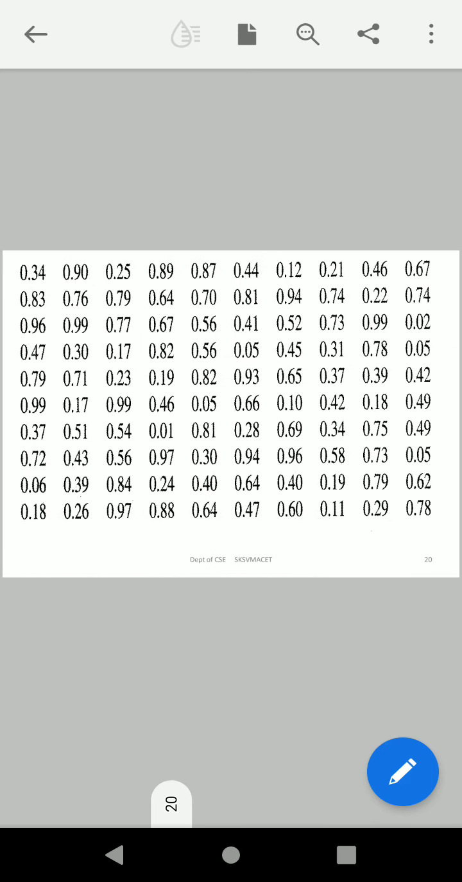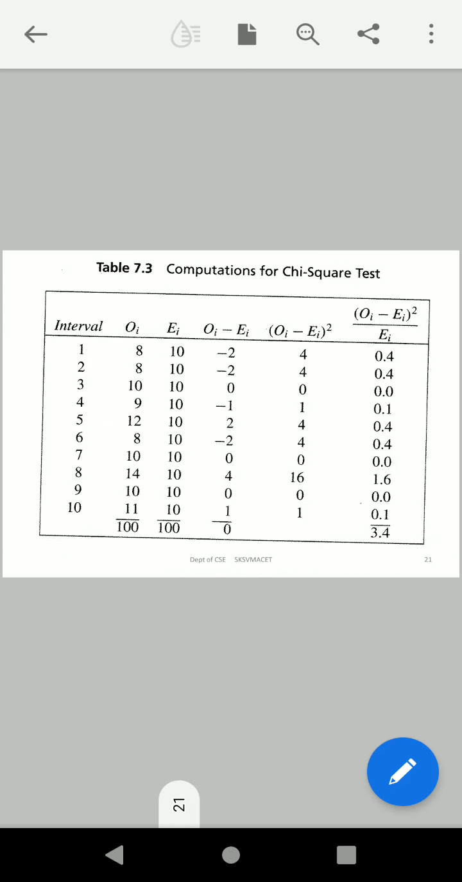We'll take one example: use the chi-square test with α, the level of significance, equal to 0.05, to test whether the data shown next are uniformly distributed or not. These 100 numbers are given in the problem statement, and we are going to apply the chi-square test. Here is the computation for the chi-square test.